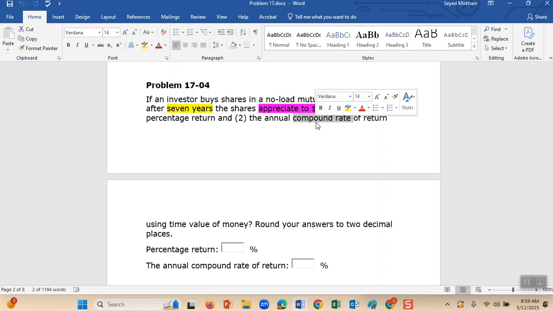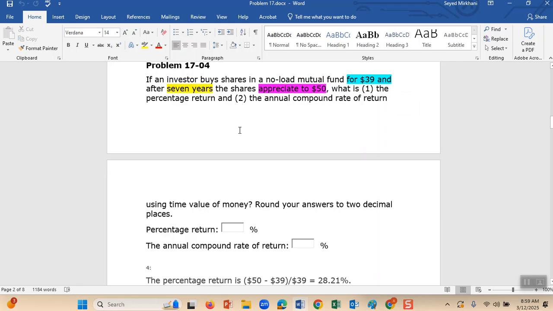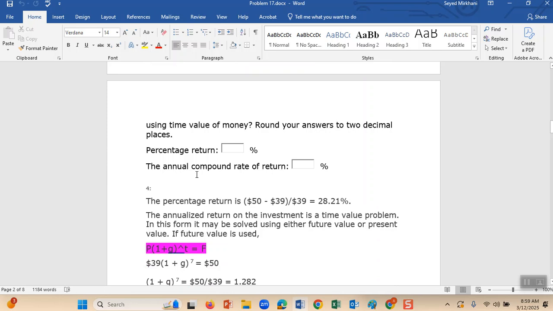Now, let's go and see the first part of the question, what percentage of return you had. And when we come here, the percentage of return is right in here. You put $39, it went to $50.